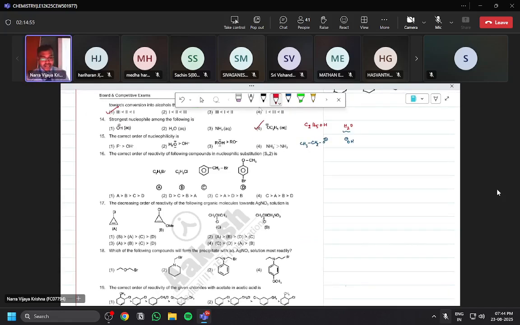Next one. Correct order of nucleophilicity. This also just now we have seen. Now comparing neutral and anions, which is the better nucleophile among these two? Means this option is wrong. Here also, this is better, so wrong. Among these two, this is correct. Now here, OH minus and F minus. In a period from left to right, as electronegativity increases, nucleophilicity decreases. So OH minus is better than F minus. This option also is correct.